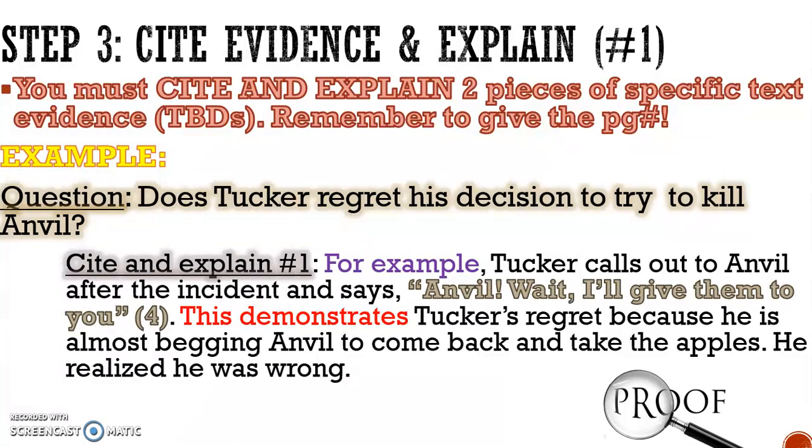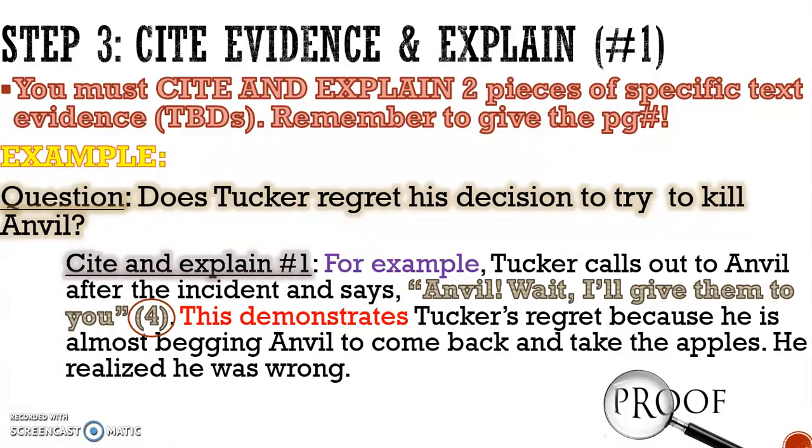So I found a quote from the story. It says, for example, Tucker calls out to Anvil after the incident and says, here's my quote, "Anvil, wait, I'll give them to you." (4). This demonstrates Tucker's regret because he's almost begging Anvil to come back and take the apples. He realized he was wrong. You'll notice that I include the page number just with parentheses and just the number from the page. You don't need to put P period, PG period. Just put parentheses and the page number.